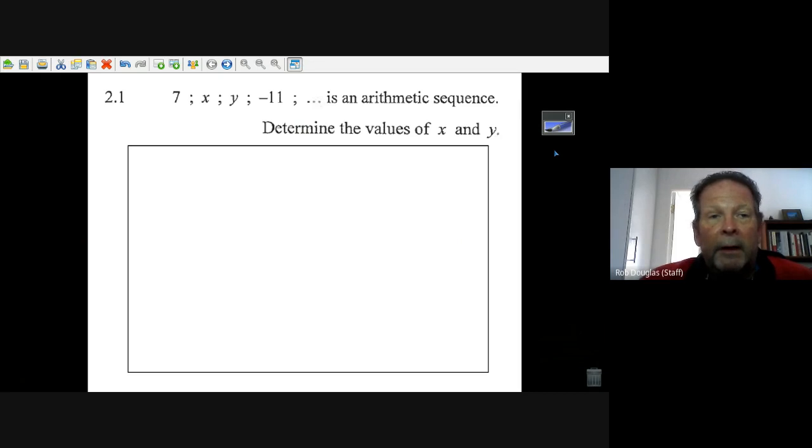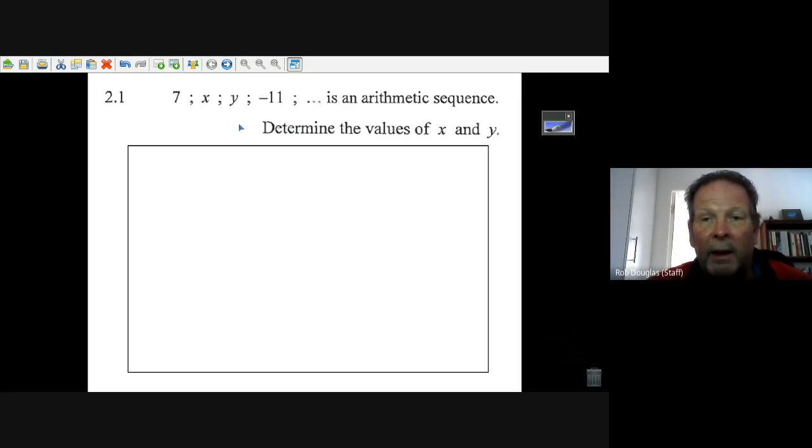Okay, we're going to look at the first questions of sequence and series in the November 20 paper. And here's question 2.1. We're going to look at two different ways of doing it. You're given 7, and then another term x we don't know, and another term y we don't know, but the fourth term is equal to minus 11. And you're supposed to find out what x and y are.